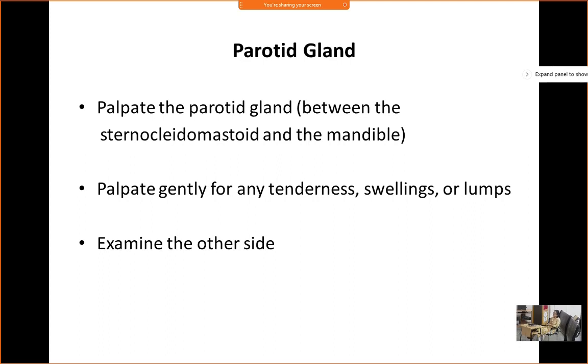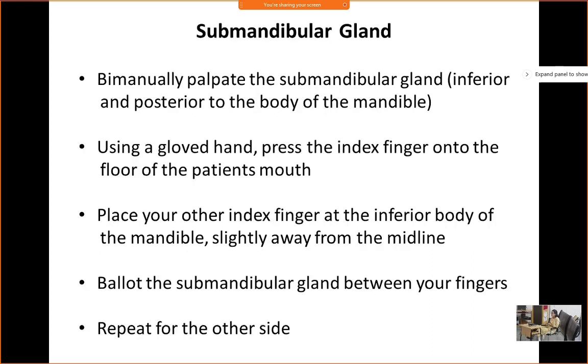So palpation of the parotid gland: where will you locate it? Because you don't see the parotid gland in every normal individual. If you want to specifically look for it, you have to go in between the sternocleidomastoid and your mandible on either side. This is the location where you're going to palpate the parotid gland. The palpation has to be very gentle, checking for any tenderness, swelling or lump over the parotid gland, and it should always be examined bilaterally on both sides.